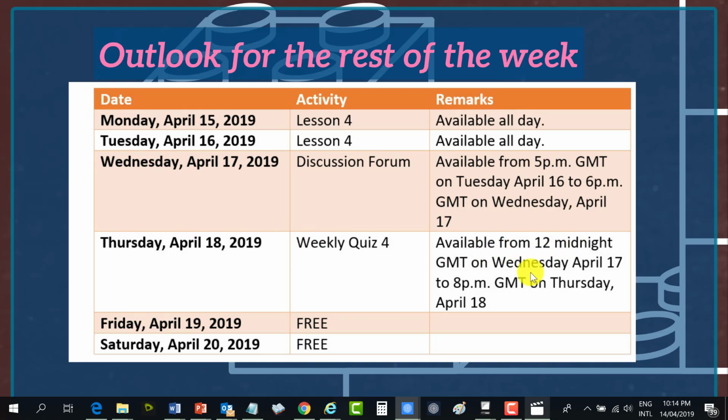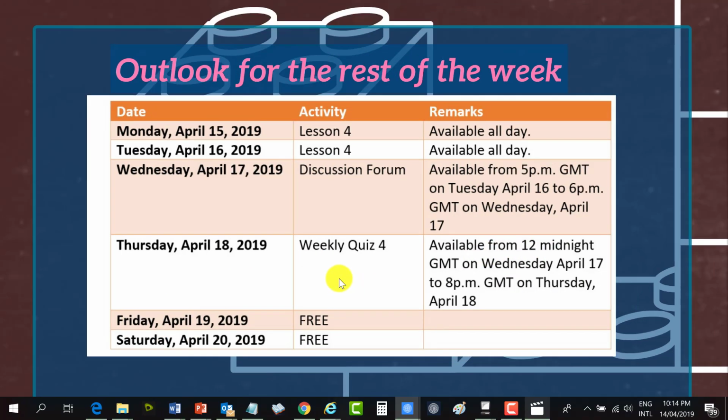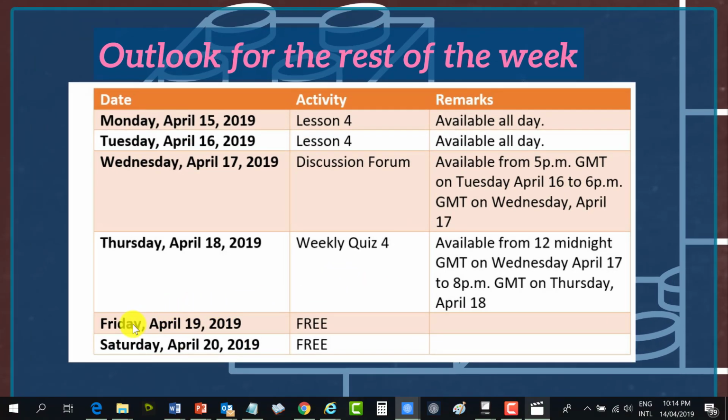It will be available from Wednesday over to Thursday because you are going to have Friday free and Saturday free because these are public holidays. This is Easter period. And on Monday is also free, but you're going to get a timetable next week Monday, which is Easter Monday.